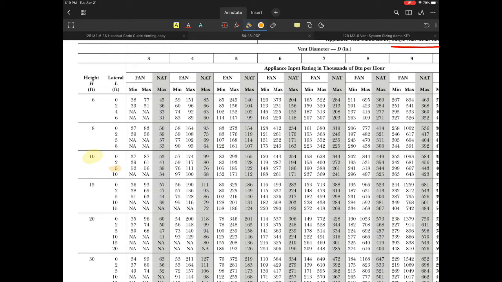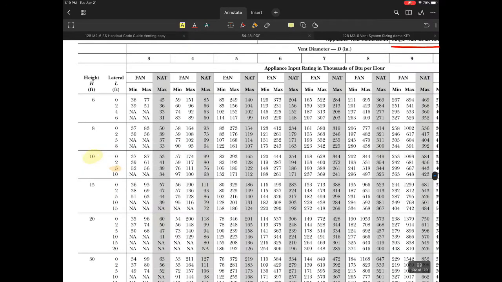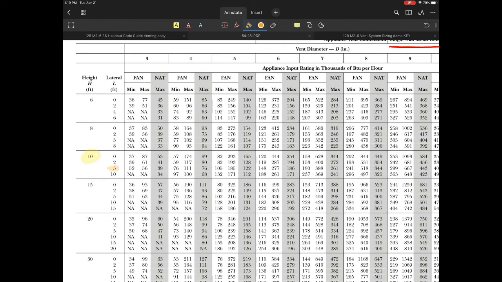So what we're going to do is take a look at this system. Again, the problem we have here is a drafted appliance. It's 90,000 and we have a 5-inch drafted. So let's see where the table allows us to determine what that system is going to be. In this particular case, I'm going to go to this 5-inch column, and we're going to use the natural max. What we're going to do is go down to that row.